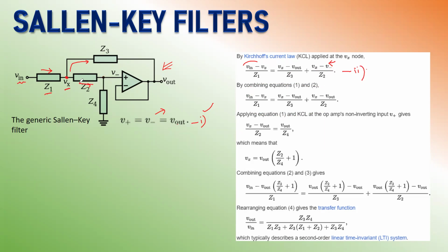So we know that there is this current and then there is this current. So that's why we write (Vx - Vout)/Z2, which is the incoming current, is equal to the outgoing current, which is Vout/Z4. With this equation, we can simplify to this level. So Vx can be written as Vx = Vout (Z2/Z4 + 1). Okay, so right here you have this equation number 3.